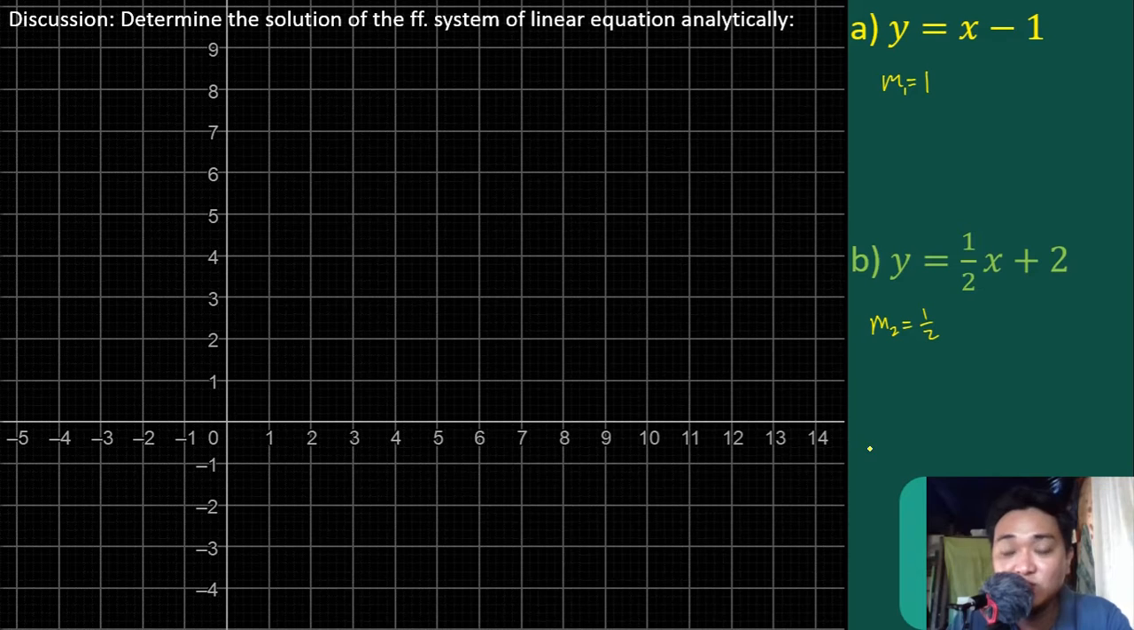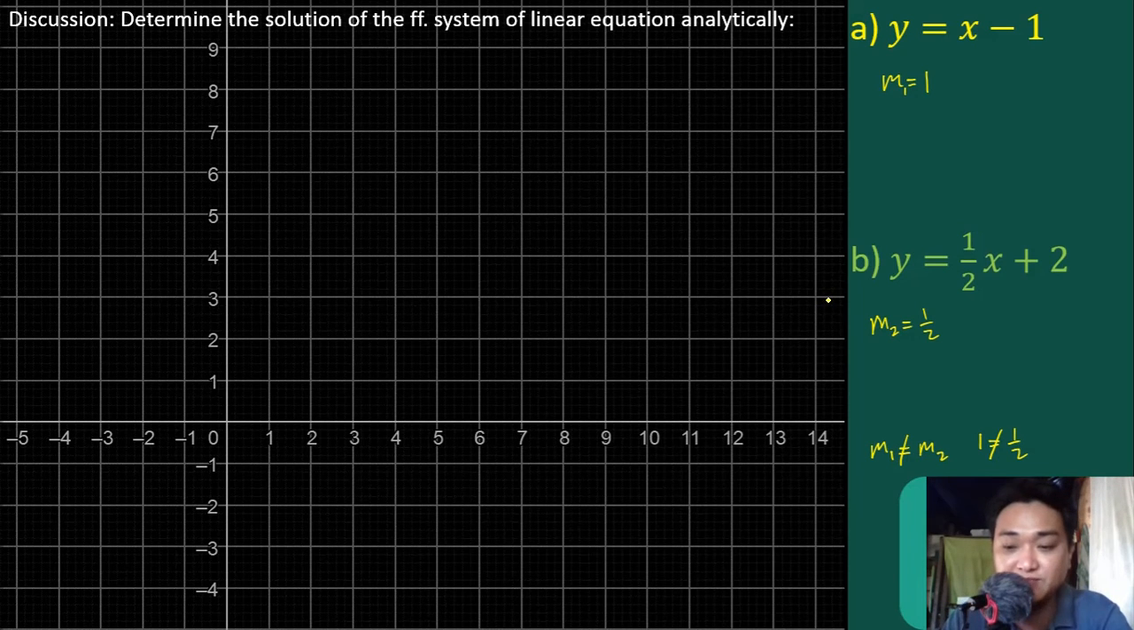And since yung slope nila is not equal, where m sub 1 is not equal to m sub 2, that is, 1 is not equal to 1 half, since hindi pareho yung kanilang slope, we have a hint, we have a clue, na itong dalawang systems na to is actually an intersecting linear system. Or therefore, they are what? They are consistent systems. So, sigurado tayo na meron tong solution.